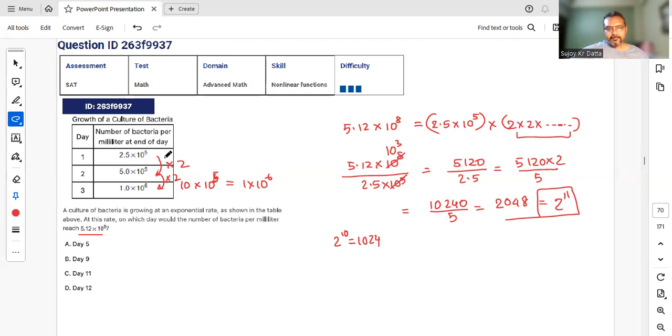If I had multiplied 2 only once, I would have reached day 2, one day after. If I had multiplied 2 twice, I would have reached day 3, so 2 multiplications from day 1 gives day 3. If I have to keep on multiplying 11 times, I will reach day 12. So that would be option D. That is basically the calculation that you need to do.